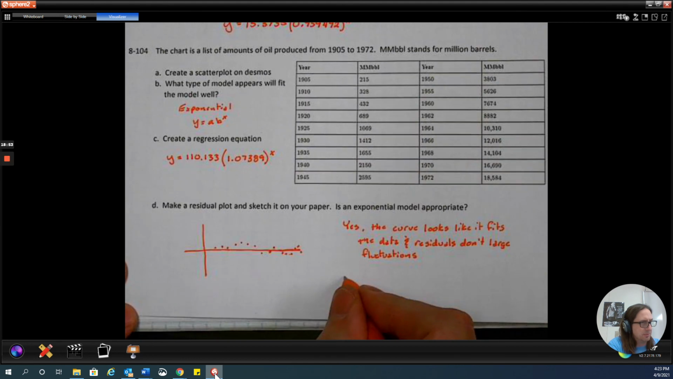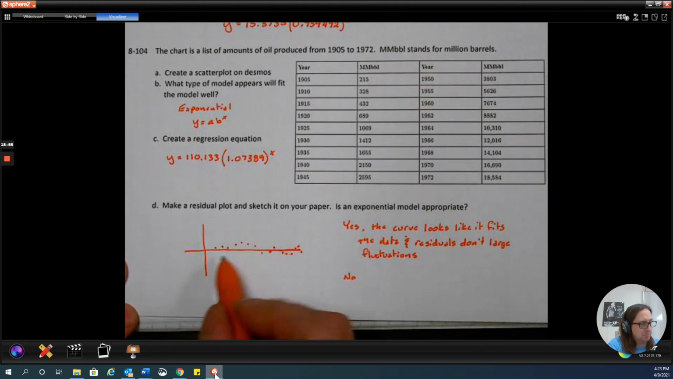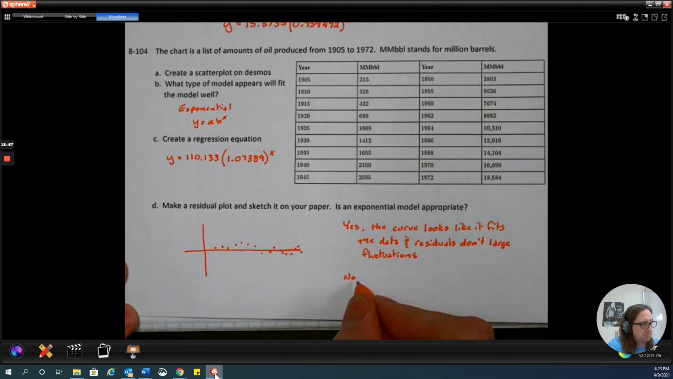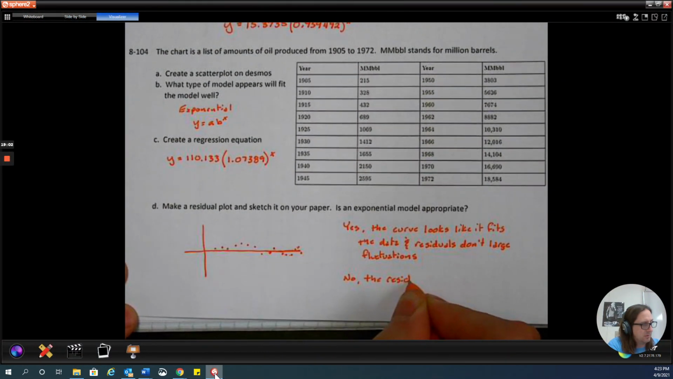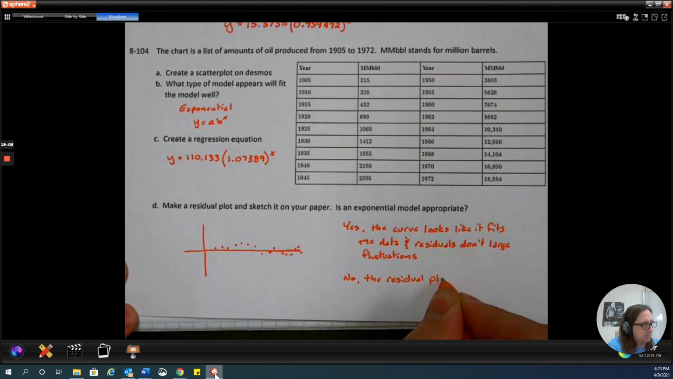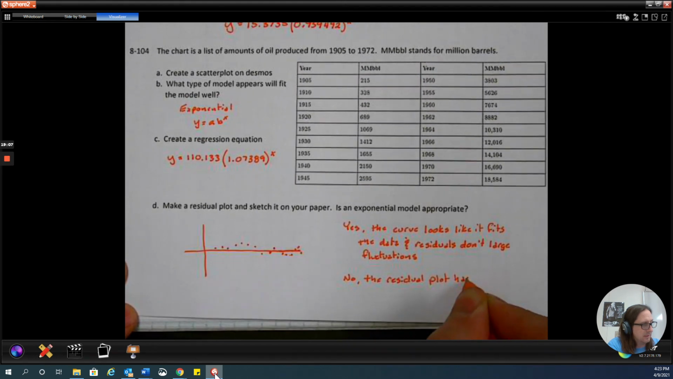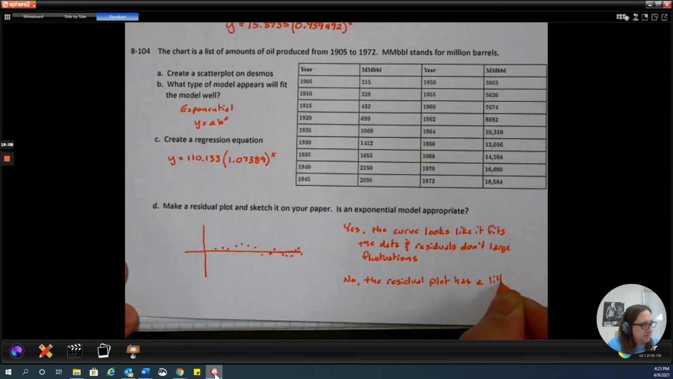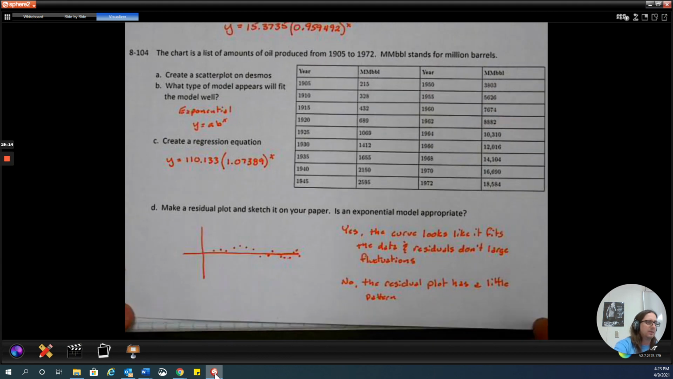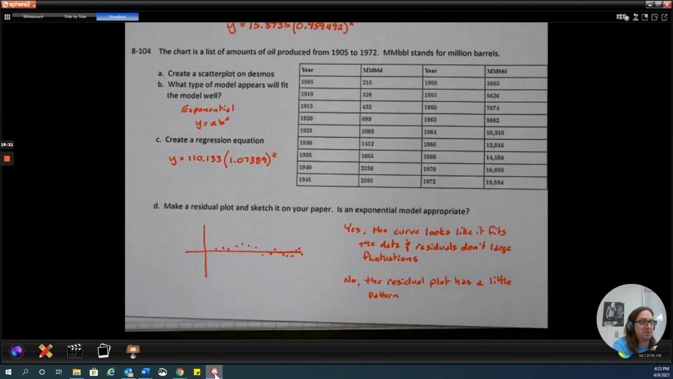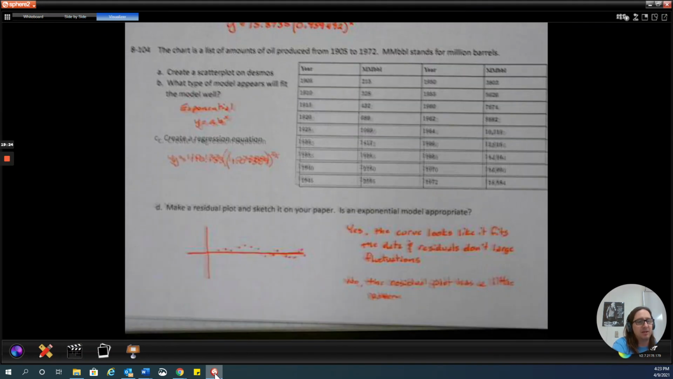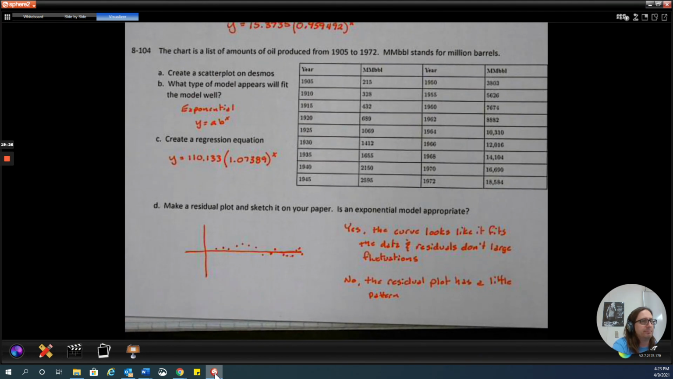And your disagreement for this might be, no, the residual plot has a little pattern. But I think the yeses outweigh the nos in this situation. Okay, so we're just going to go with it. So anyways, that's all I got for you. Math hard, that's all.